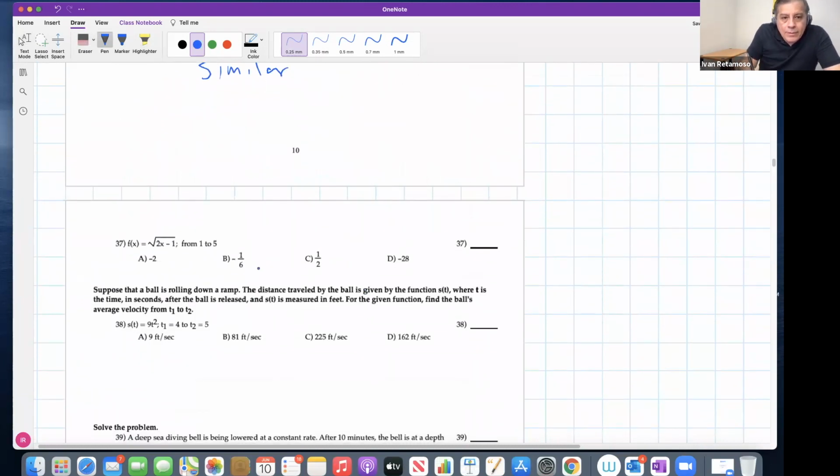Again, they want you to figure out the average rate of change using this function now. And remember, this is going to be equal to f of b minus f of a over b minus a, right? What is the average value of the function between these two input values? A equal 1 and b equal 5, right? So we do that. F of 5 minus f of 1 over 5 minus 1, right?